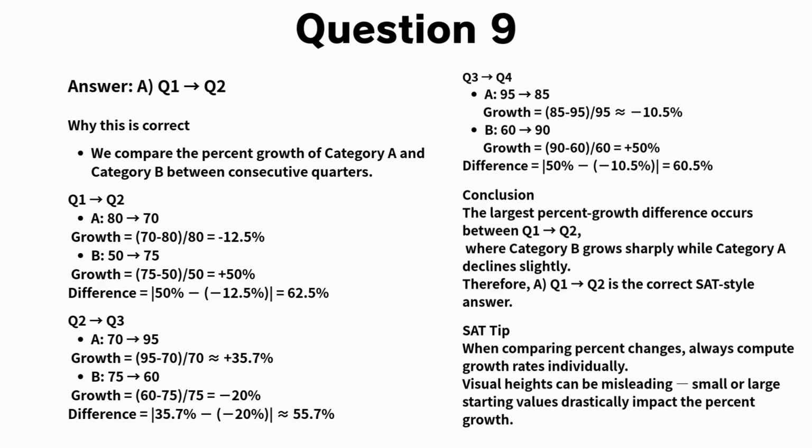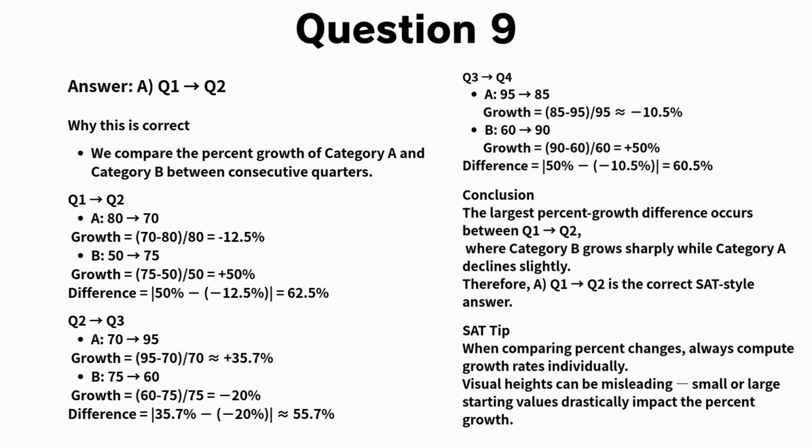Now let's check Q2 to Q3. Category A goes from 70 to 95. The growth is 95 minus 70, divided by 70, times 100. That's 25 divided by 70, which equals about 35.7%. Category B goes from 75 to 60. The growth is 60 minus 75, divided by 75, times 100. That's negative 15 divided by 75, which equals negative 20%. The absolute difference is 35.7% minus negative 20%, which equals about 55.7%.